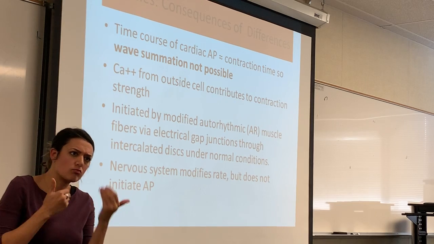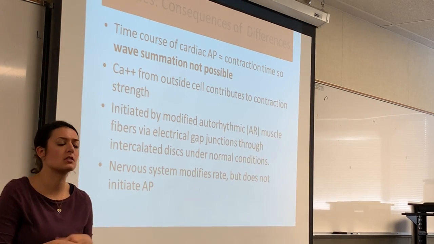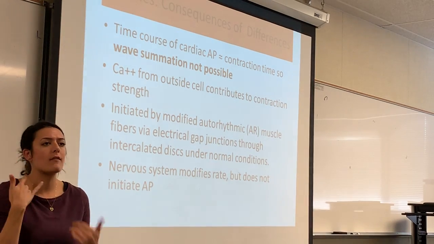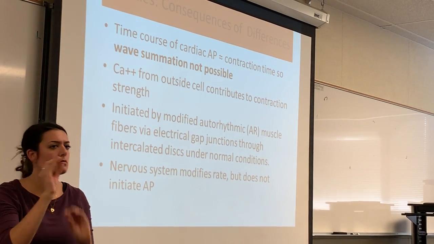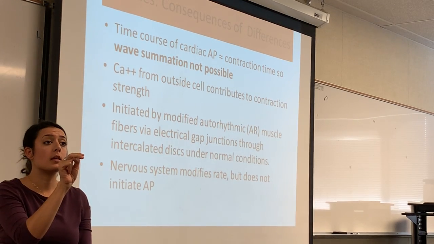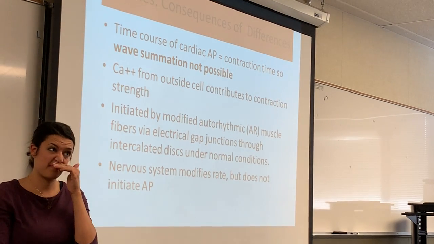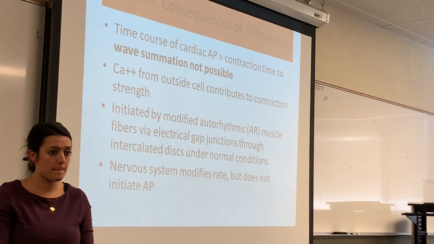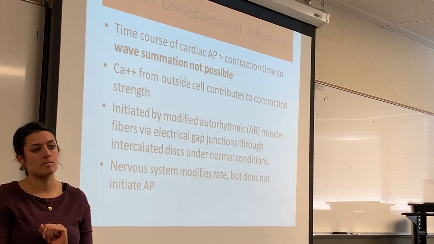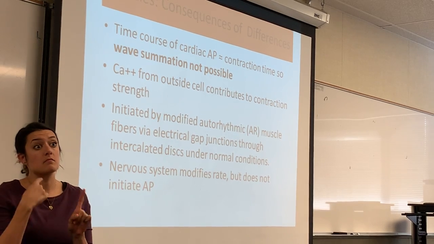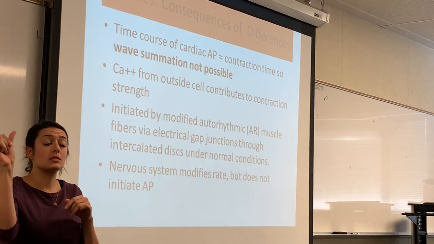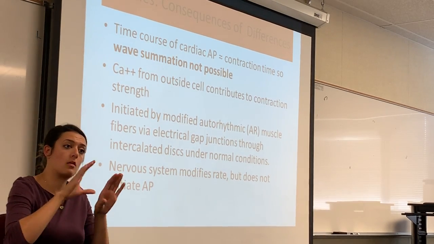Wave summation is impossible in cardiac muscle because there is no neuromuscular junction. Only if you have a neuromuscular junction can you have wave summation. Otherwise, wave summation is not possible. And calcium comes from outside. And the calcium coming from the outside will open the calcium channels on the SR.